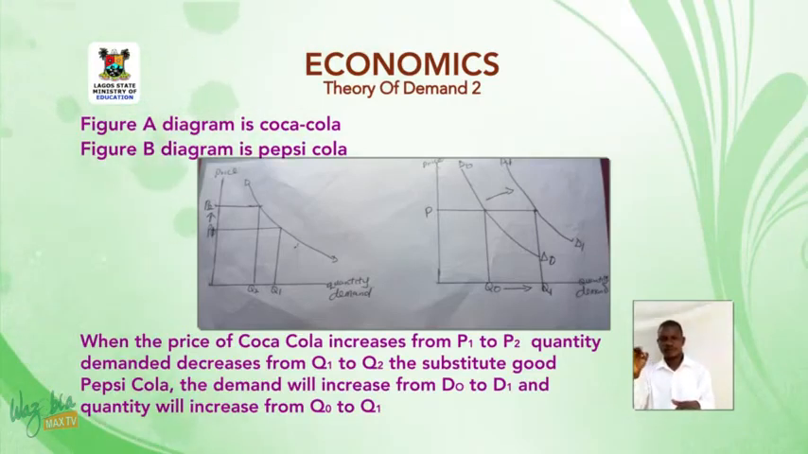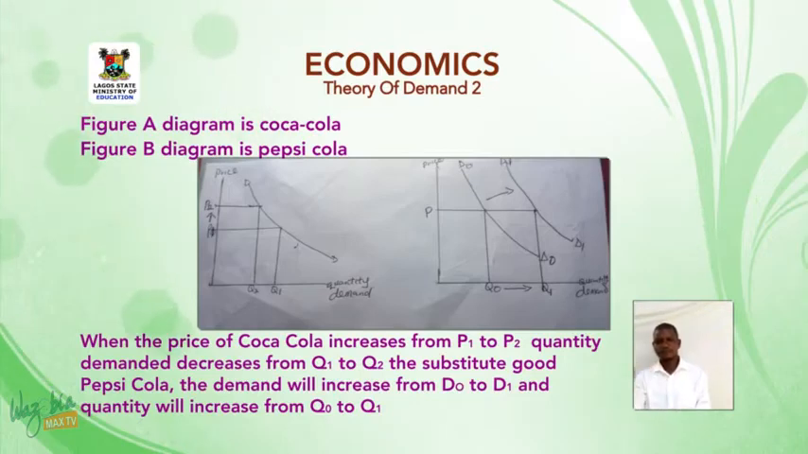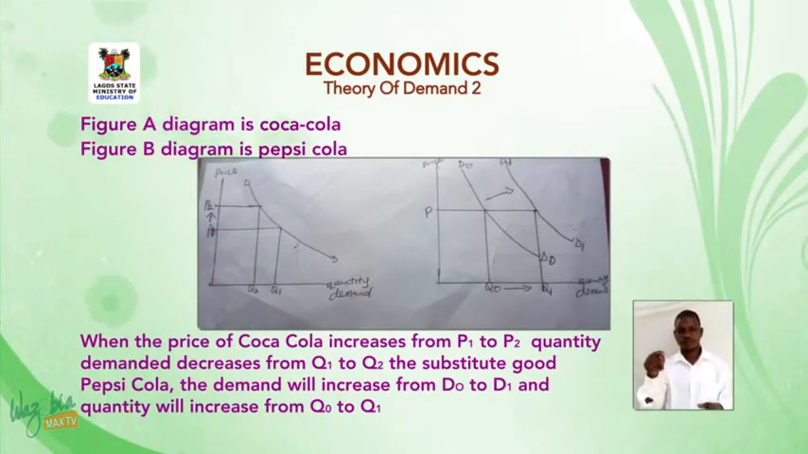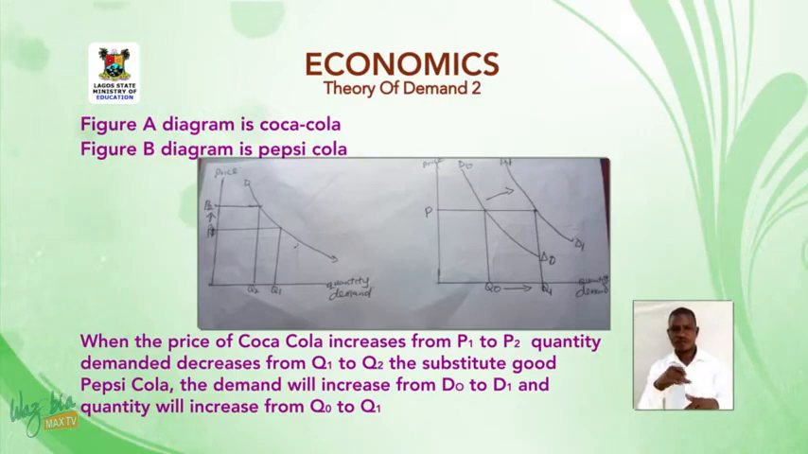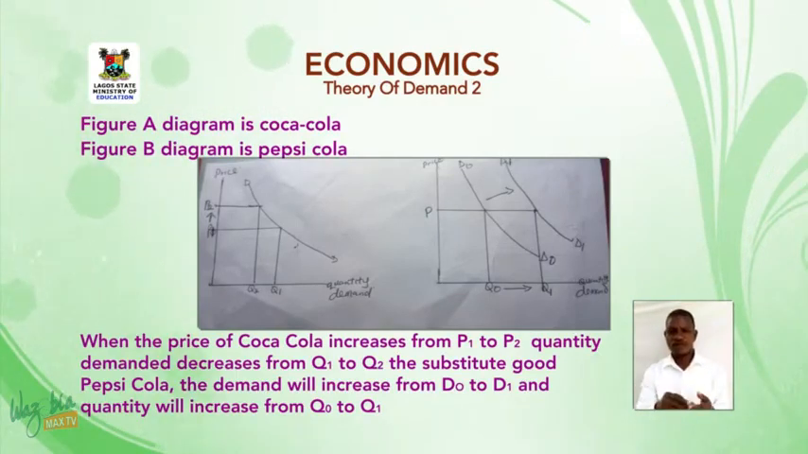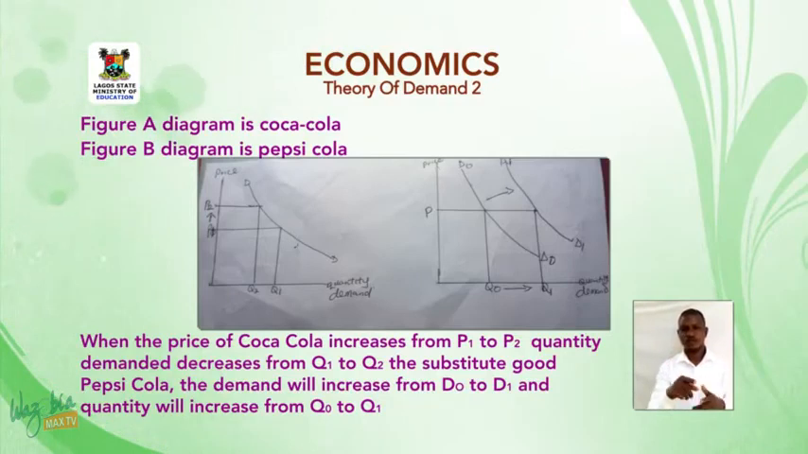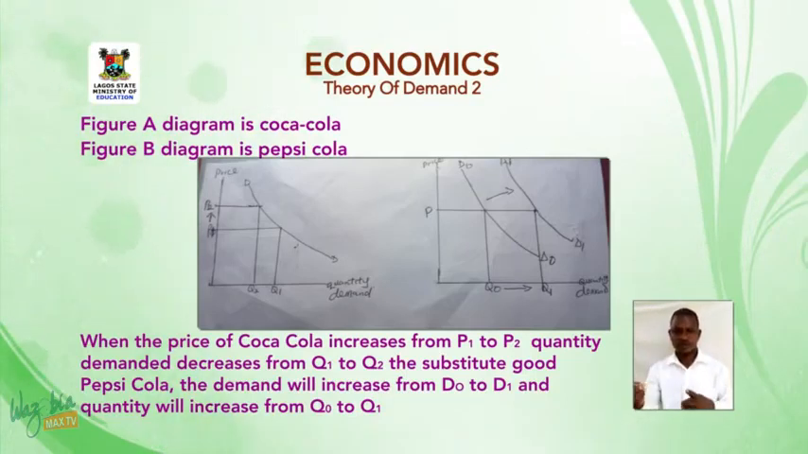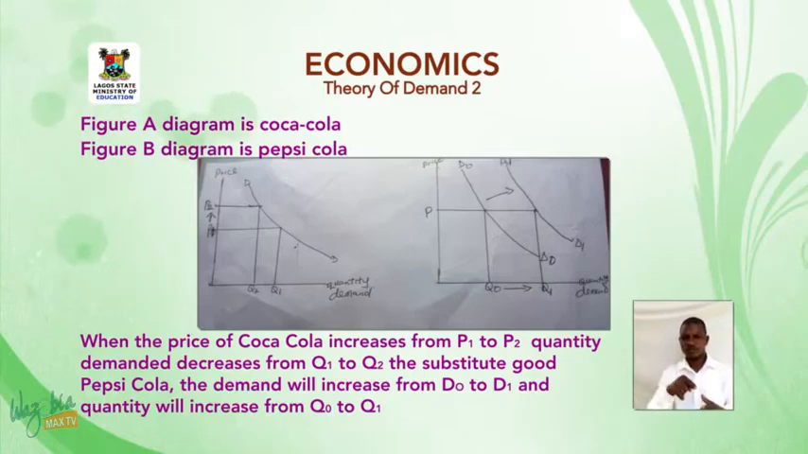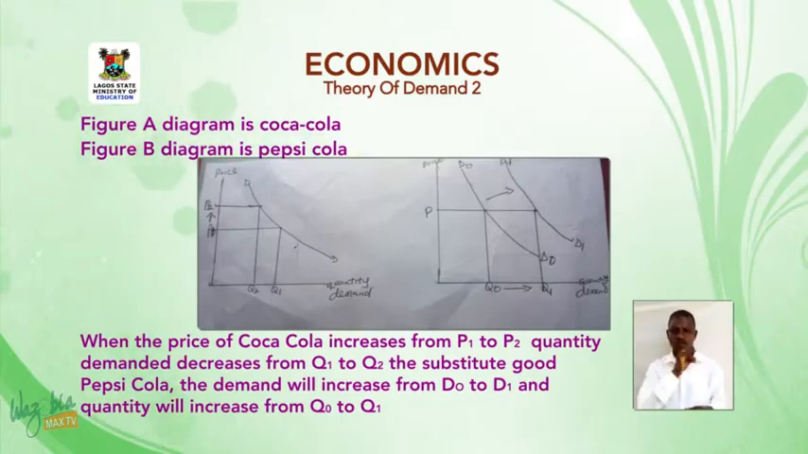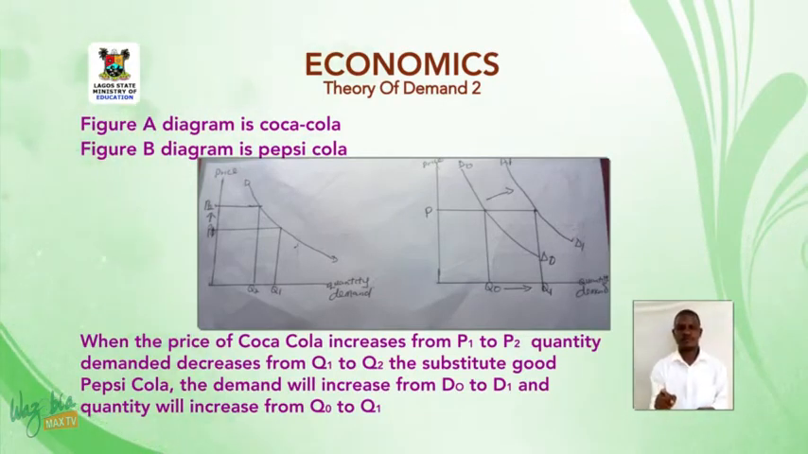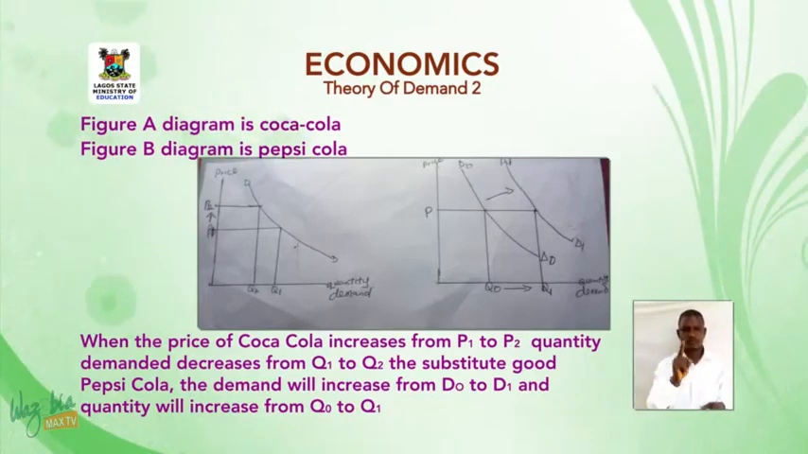Figure A diagram is Coca-Cola. Figure B diagram is Pepsi-Cola. When the price of Coca-Cola increases from P1 to P2, quantity demanded decreases from Q1 to Q2. For the substitute good Pepsi-Cola, the demand will increase from D0 to D1 and the quantity will increase from Q0 to Q1.